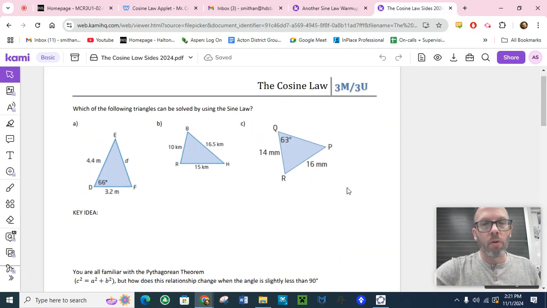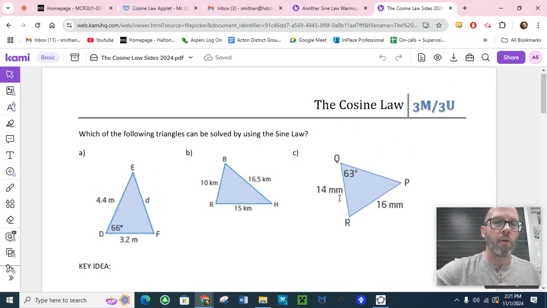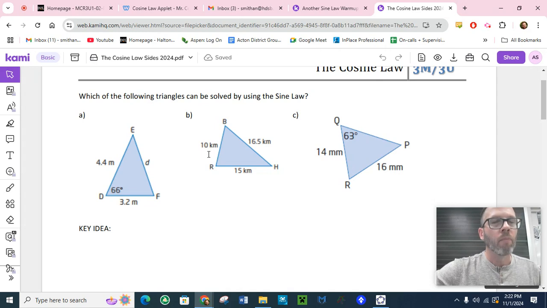Today we're learning about the cosine law. So for the 2D people, you are reviewing the cosine law, but this is new for the 3M people. But why do we need this? We already have the sine law for our non-right angle triangles.